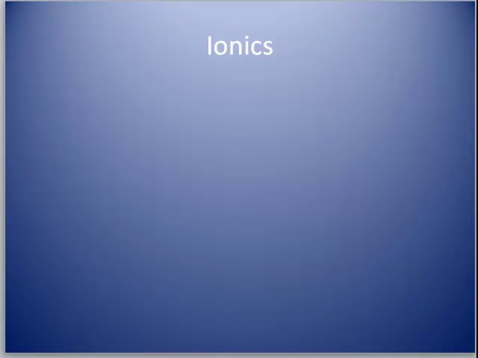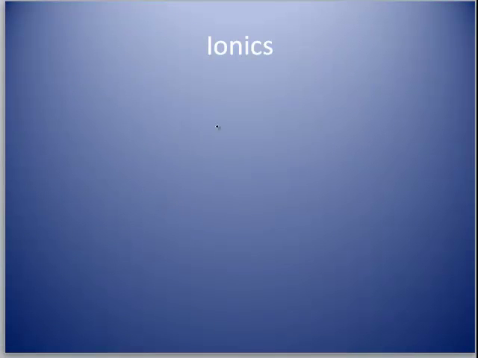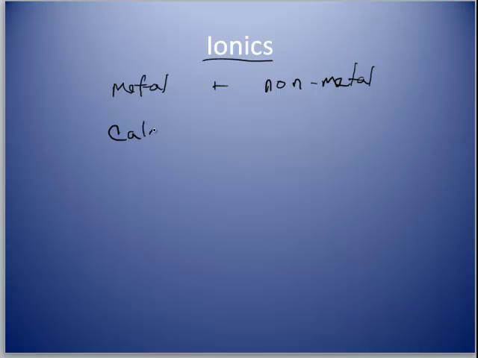Okay, let's take a look at ionic compounds. Okay, an ionic compound is a compound that's made up of a metal reacting with a nonmetal. And again, I'm not going to go into all the details I went into during class. I'm just going to give you the basics. So let's say we take calcium and it reacts with phosphorus. It's a three-step process to determine the formula of the compound.